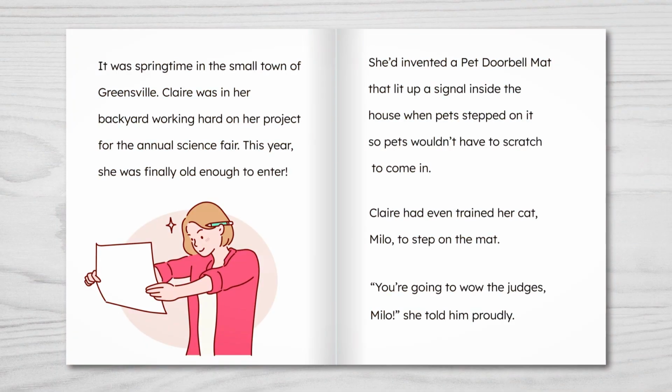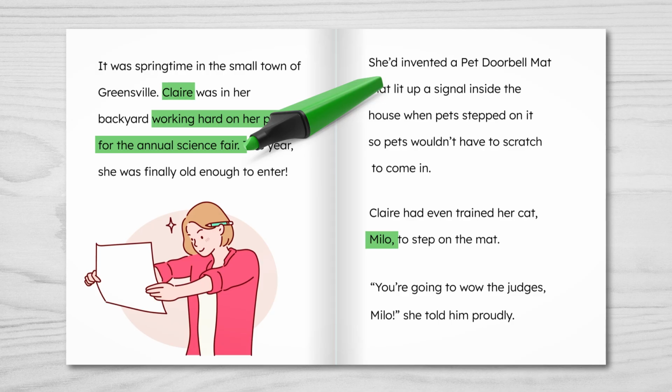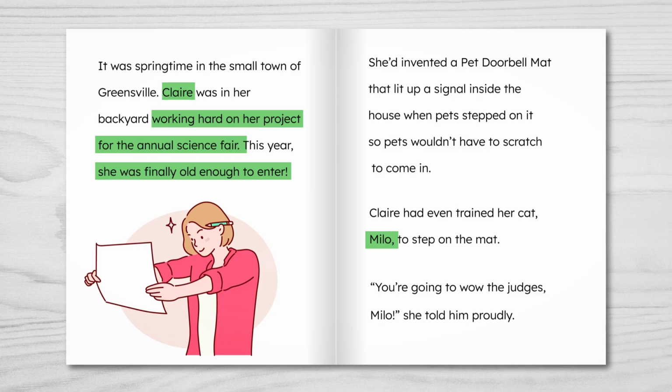What else do we learn at the beginning? The author introduces the characters, Claire and her cat, Milo, and we learn a bit about Claire's traits. A character's external traits, like what they look like, can help us picture them, while their internal traits, like their personality, can help us understand why they do certain things. We discover that Claire is working on an invention and that she's finally old enough to enter the science fair. So what do these details tell us about Claire's traits? We can assume she's probably smart and hardworking and that she's quite young.